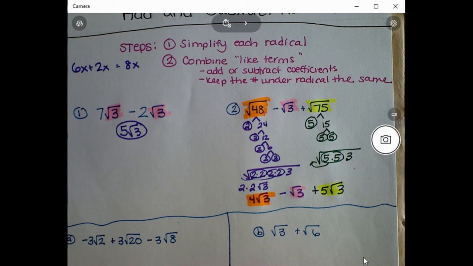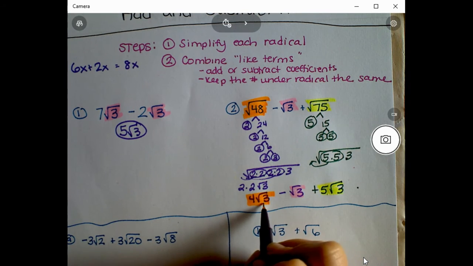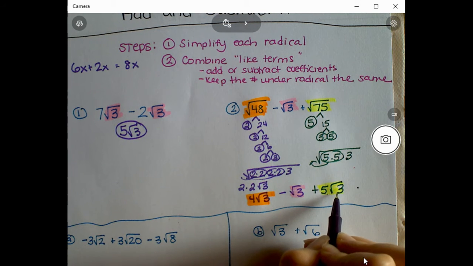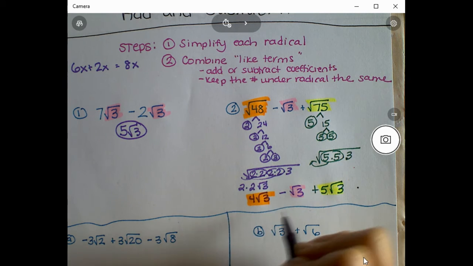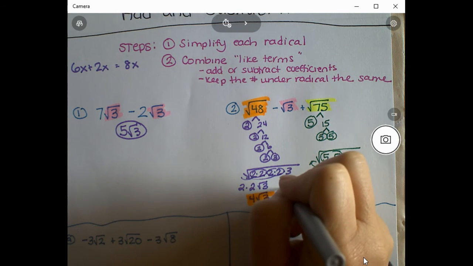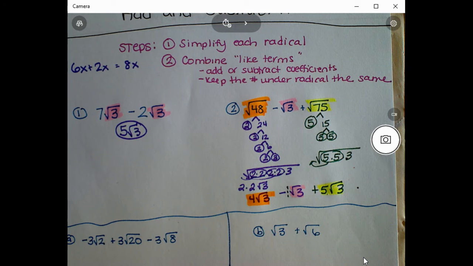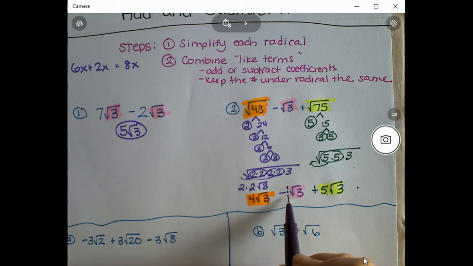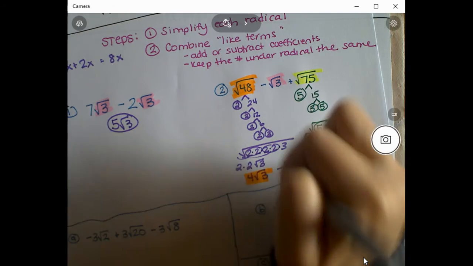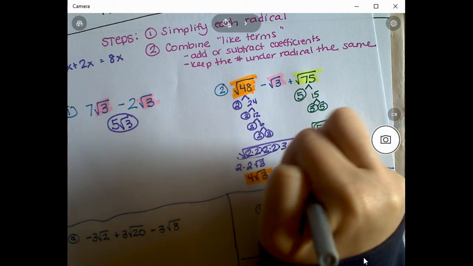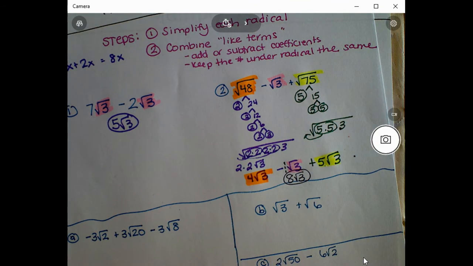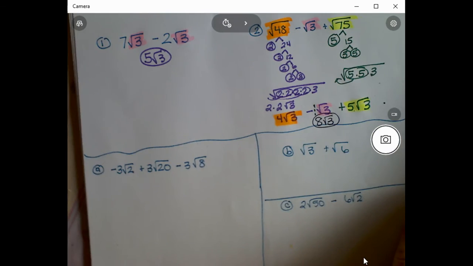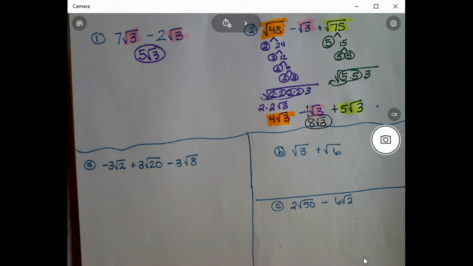So we've now gone through and simplified all of the radicals from the beginning, and now we need to combine like terms. They all have root 3, so that means we can combine them. Remember, when there's no number written in front, that means that there's a 1 implied. So 4 minus 1 is 3. 3 plus 5 is 8. So the answer to this is 8 root 3. All right, 3 quick examples and this video will be over.